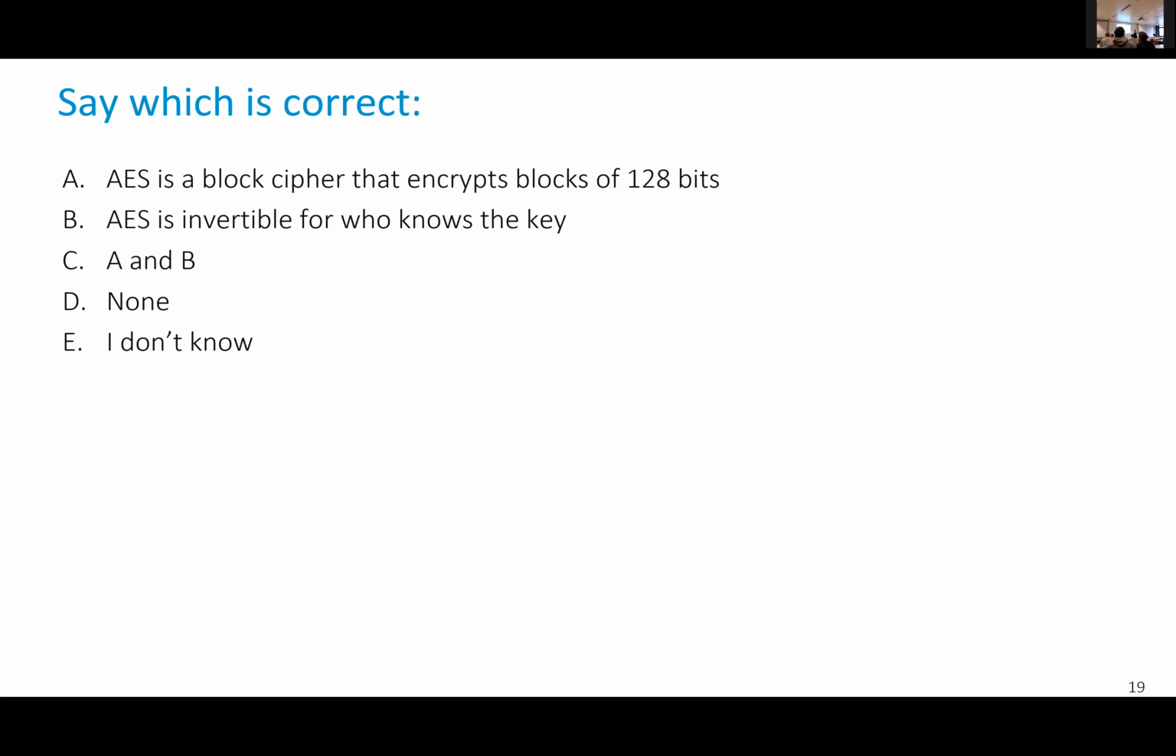I'm closing the poll in a few seconds. Closing. And of course, the answer is A and B are both correct. It's a block cipher that encrypts blocks of 128 bits, and it's invertible for who knows the key.